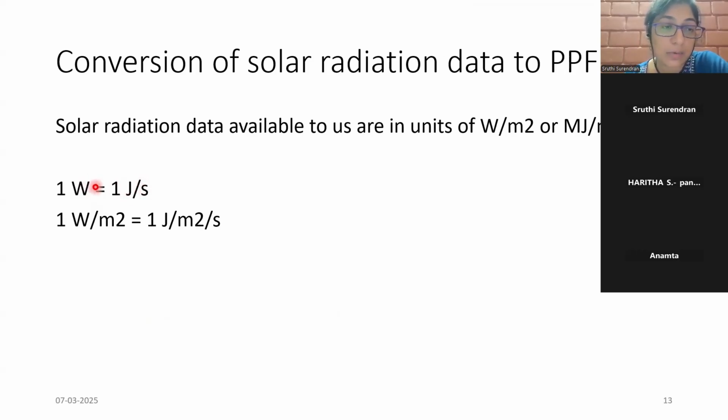The watt is the unit of power. So energy per unit time is giving us power. So 1 watt is equal to 1 joule per second. So 1 watt per meter square will be 1 joule per meter square per second.